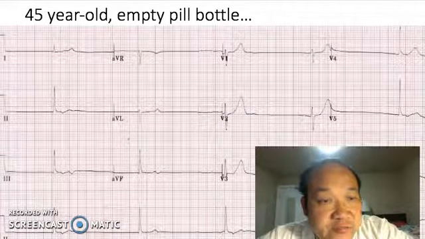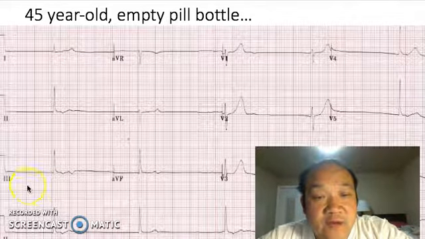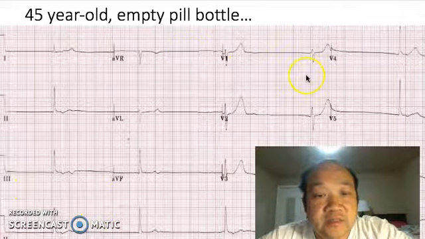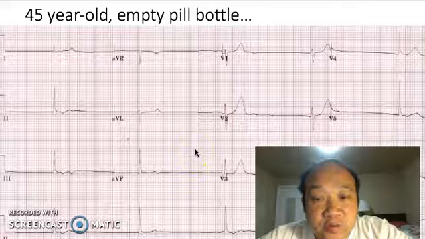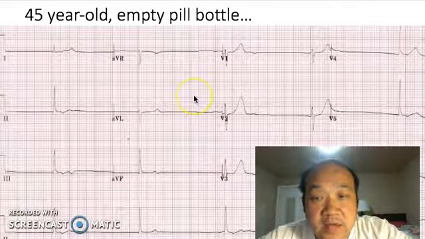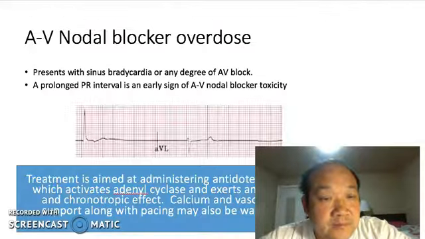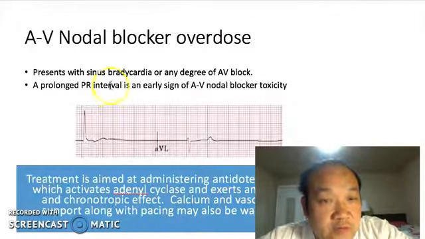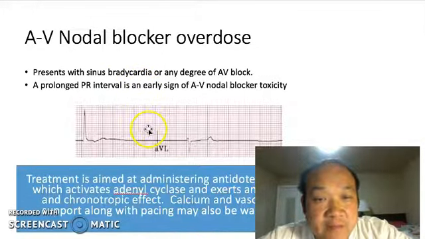Our last patient of the day is a 45-year-old person who unfortunately was found unconscious next to an empty pill bottle. On EKG, we noticed profound bradycardia coupled with a lack of discernible P waves. AV nodal blocker overdose can present with sinus bradycardia or any degree of AV block. A prolonged PR is an early sign of AV nodal block toxicity.